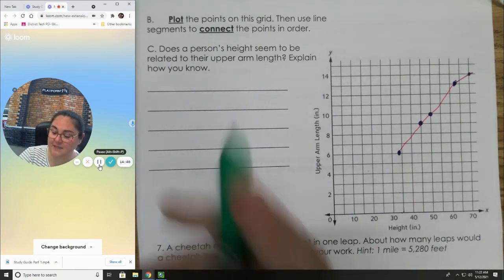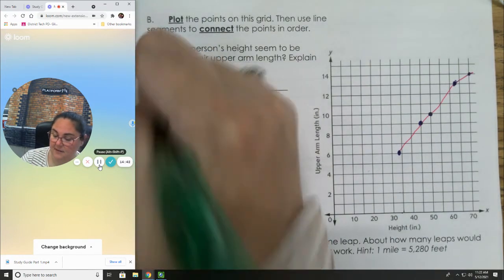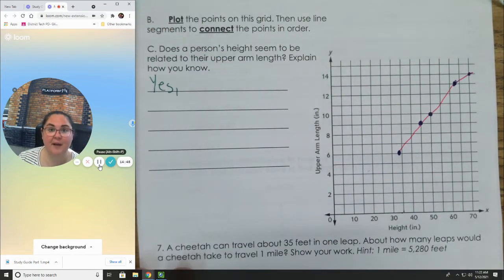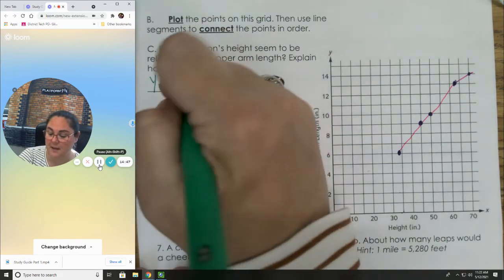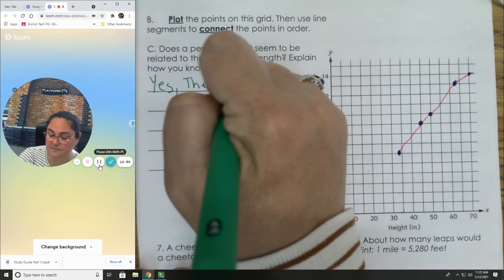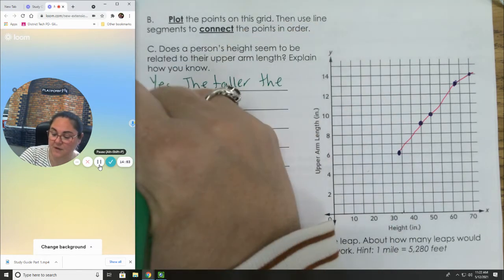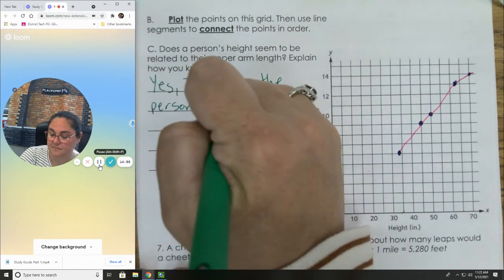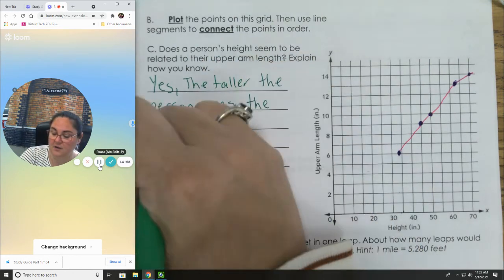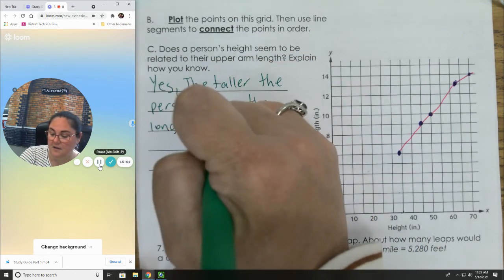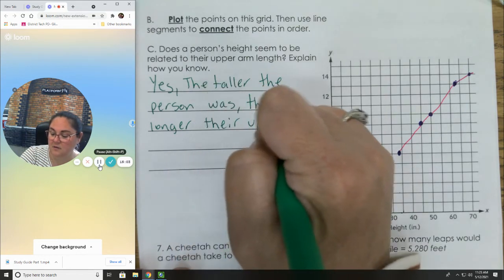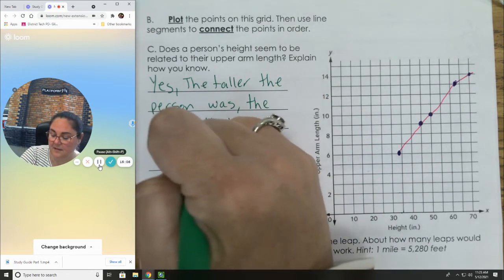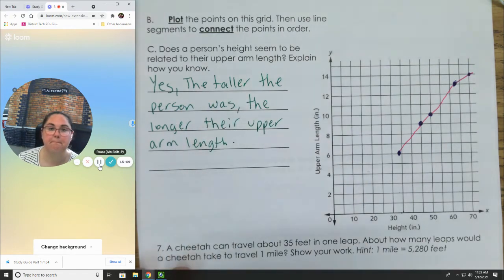According to this graph, I would say yes. Height does compare to upper arm length. The taller the person was, the longer their upper arm length. Done. That's what I would have written. All right.